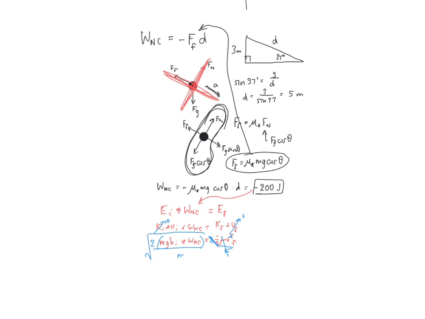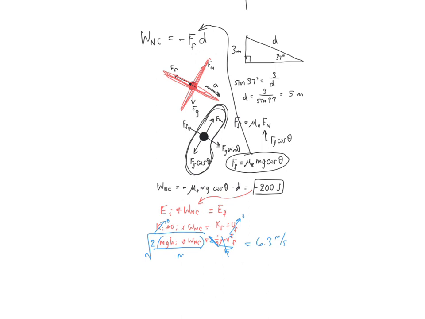So in your calculator, you're just going to put in all this stuff. Remember, m is the 20, g is 10, the height initial is the 3 meters, the W_NC is negative 200, and then the m is 20. And if all that is put correctly into the calculator, you should get that answer of the 6.3 meters per second.